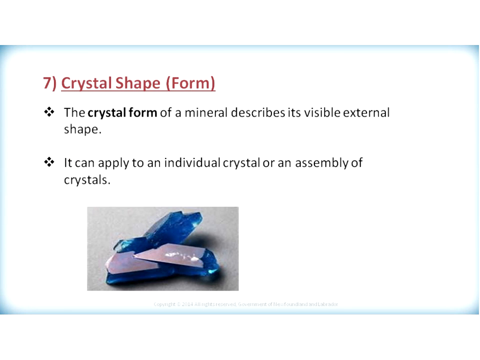Another crystal property, or another mineral property, that could be used to identify mineral samples would be crystal shape or crystal form. Crystal form describes a mineral's visible external shape. It can apply to an individual crystal or an assembly of crystals. And in this case, we see a cluster of crystals put together.